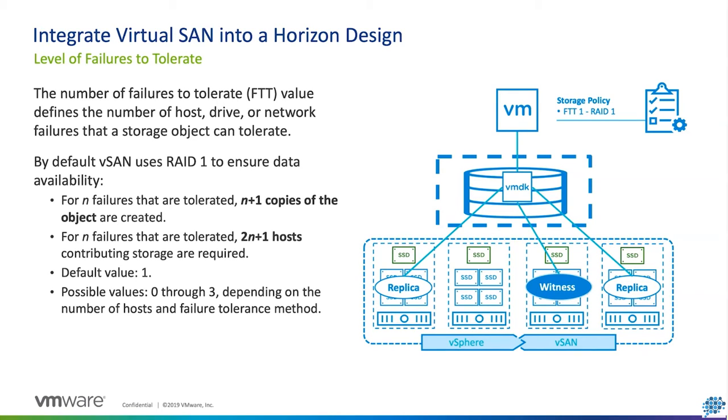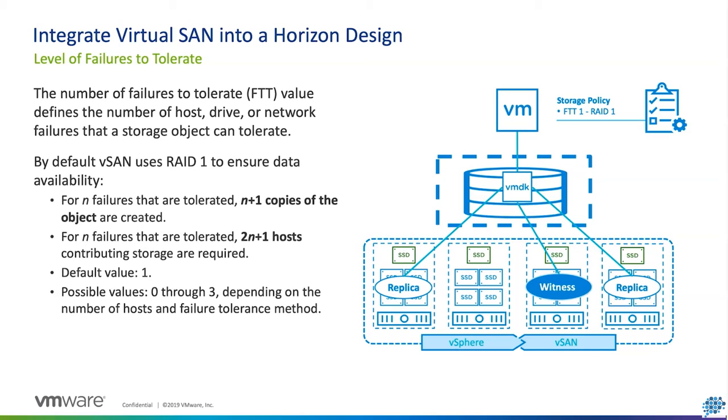There are also other aspects we should take care of. How many copies do we want? If we set the FTT, the failures to tolerate, this also determines how many copies are created and how many hosts are needed. Okay, let's say we go for FTT equals 2. Well, how many copies do we have? The formula you see on the slide is n plus 1. So we have 2 plus 1 equals 3.